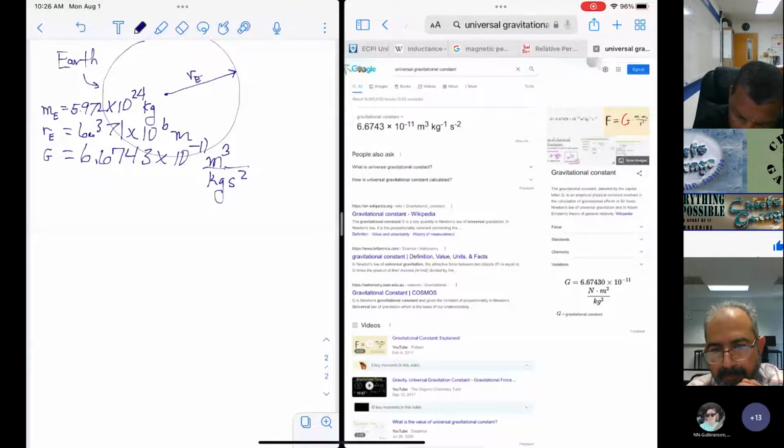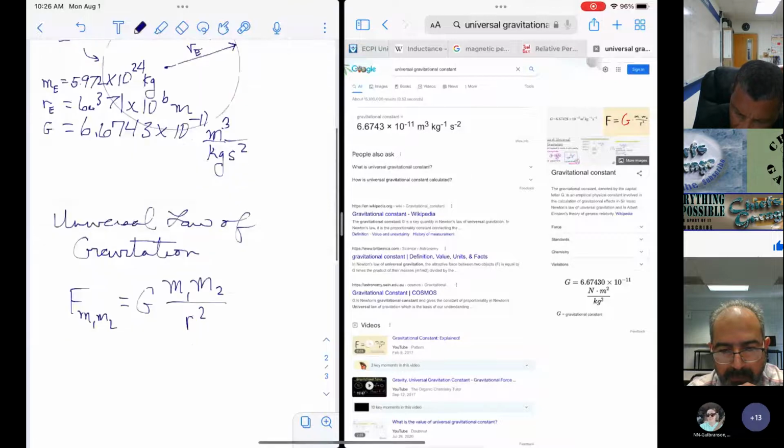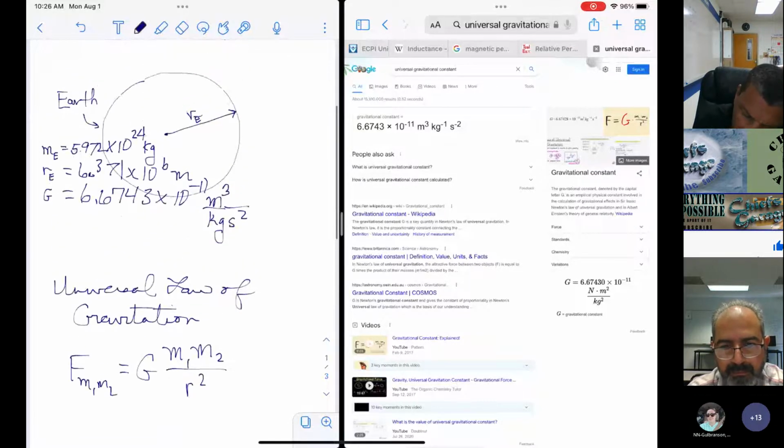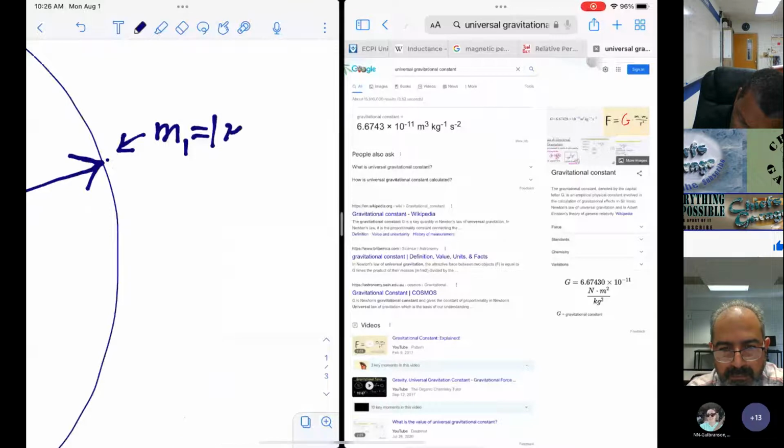So according to the universal law of gravitation, okay, the force of one mass on another mass is equal to the universal gravitational constant times m1 times m2 over the distance of separation between the two. In our particular case, we're going to have ourselves a little mass very close to the surface of the Earth, and we're going to call that m1. That's going to be 1 kilogram.